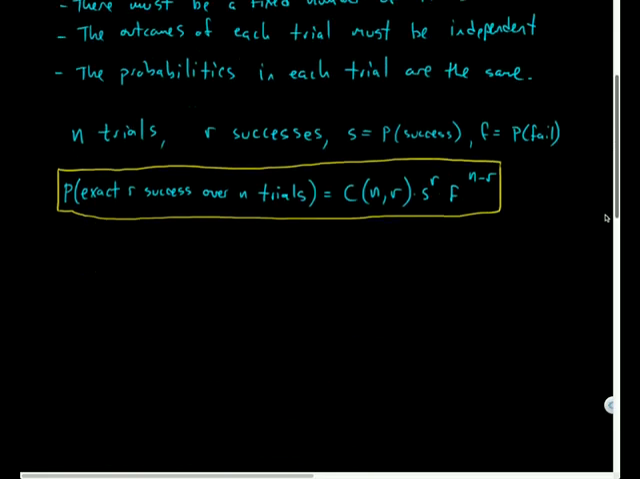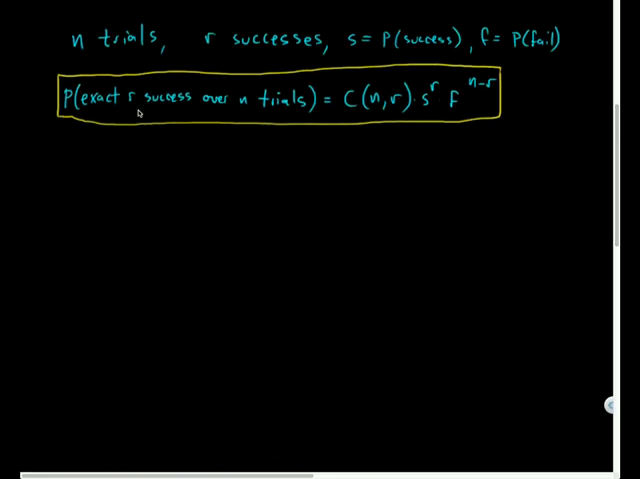To calculate the probability of exactly R successes over n trials, we're going to do a combo n R. I'm finding out how many ways I can succeed R times over n trials. I will multiply that by the probability of success to the power of those R successes, where R is the number of successes. And then I'll multiply by the probability of failure to the number of failures. The number of failures is the number of trials minus the number of successes.